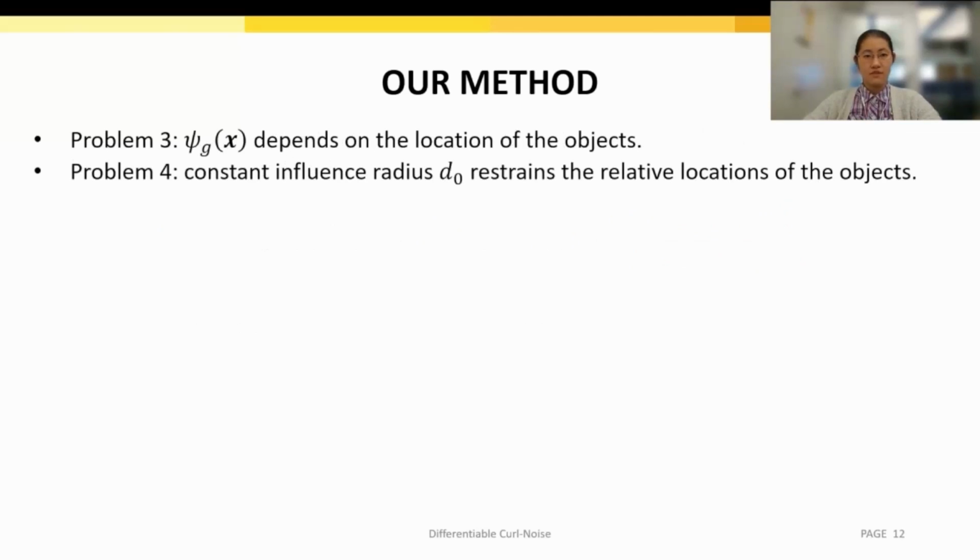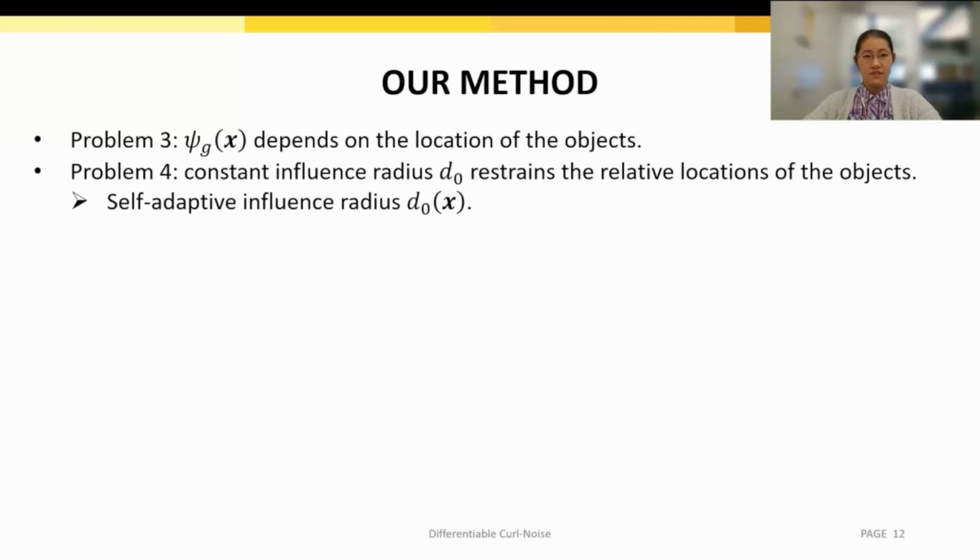Next, we solve the third and fourth problems together by proposing our self-adaptive influence radius d0 of x. That is, instead of setting the influence radius to be a constant, we want the location of the query point and its nearby objects to tell us whether and how we should modify the user-defined potential psi.